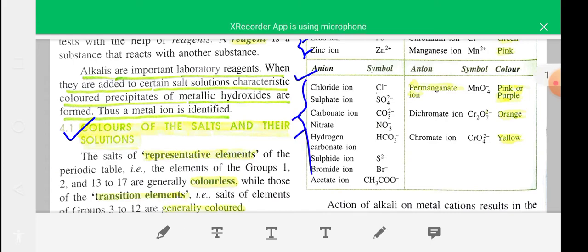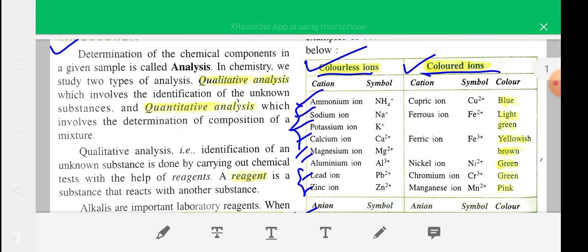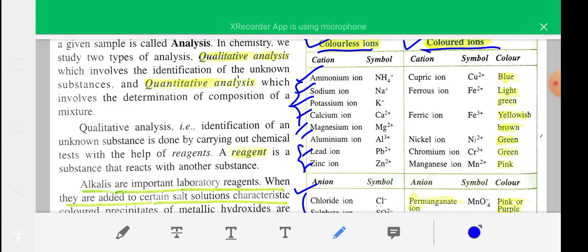colorless anions. Now see which are colored ions. Which metal ions are colored? Metal ions like cupric, Cu2+, which is blue colored. Ferrous ion, that is Fe2+, which is light green. Ferric ion, that is Fe3+, which is yellowish brown. Nickel ion, that is Ni2+, which is green. Chromium ion, that is Cr3+, which is pink green. Okay, and manganese ion, that is Mn2+, which is pink. And all these colored ions are transition metal elements.